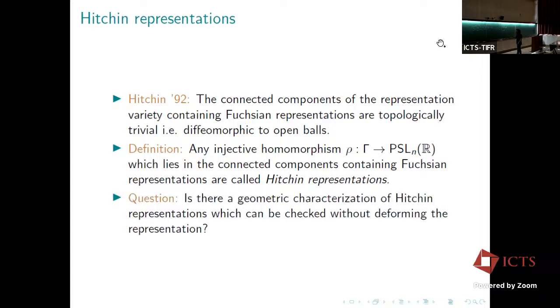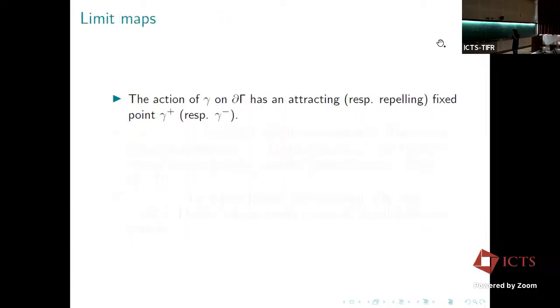Now, there was a question for a long time: can you geometrically characterize a representation inside that connected component? The definition of the representation is that it is something which can be deformed to a Fuchsian representation continuously. But is there any other characterization from just looking at the data of the representation, or the lengths or whatever? Can you decide if the representation is Hitchin or not? So to give a characterization of such a nature, I have to introduce a few notions.